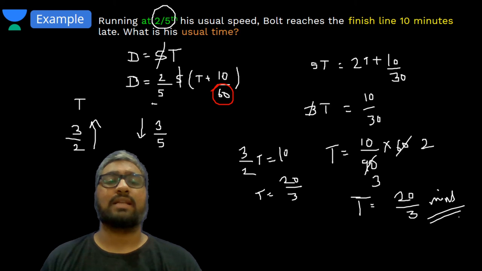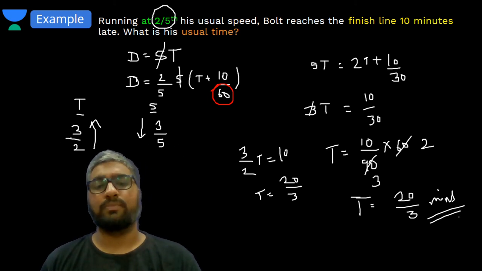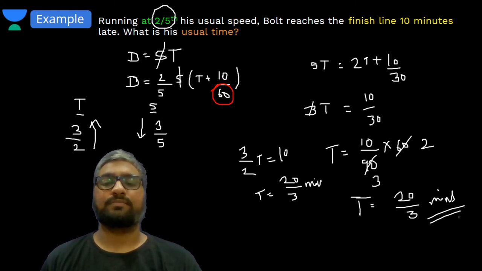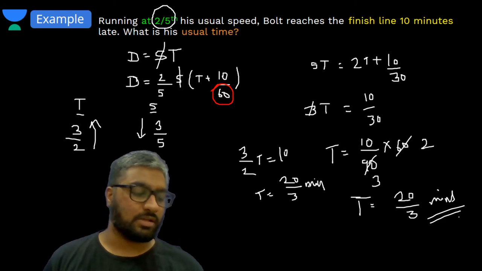The increase in the time would have been A by N. So A by N plus A is this. A by N would be 3 by 2. 3 by 2 of the time is what? 10 minutes. Or in terms of minutes, it will be 20 by 3 minutes. Got it?